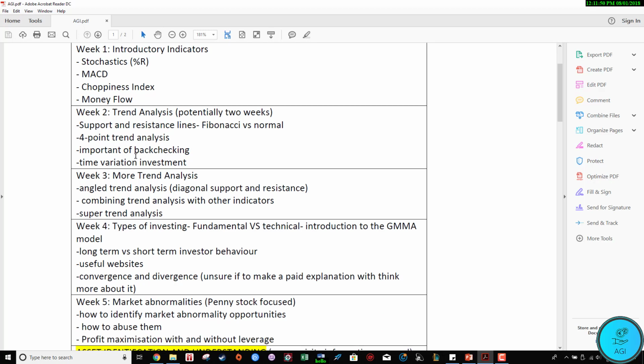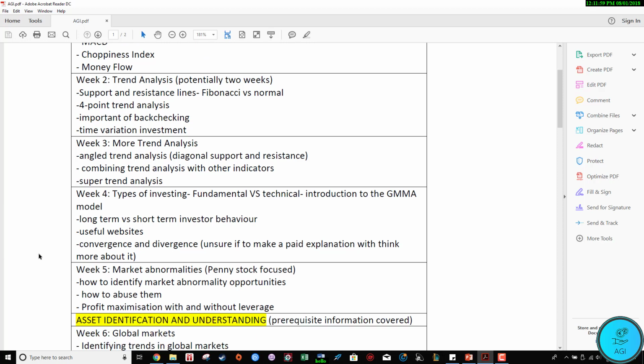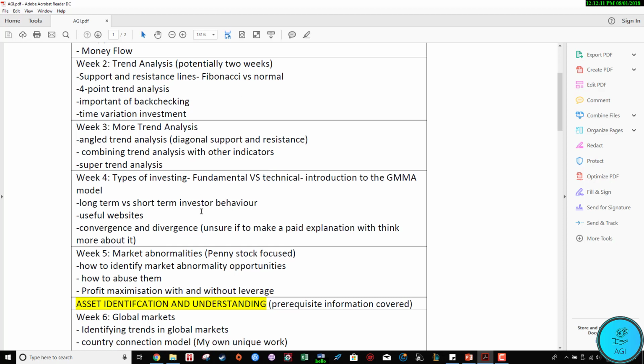So just to provide a course outline before we get into it. This first week we're going to be looking at the introductory indicators. Then we're going to be doing 2 weeks on trend analysis. Trend analysis is one of the most important things in investment. So we're going to be looking at stuff like back checking, making sure that our indicators are correct and how often a trend occurs. Then we're going to be looking at types of investments, so fundamental versus technical.